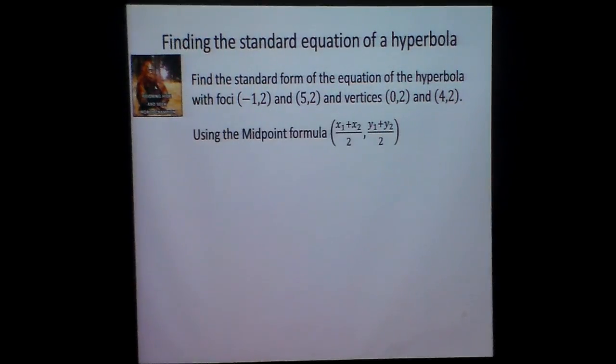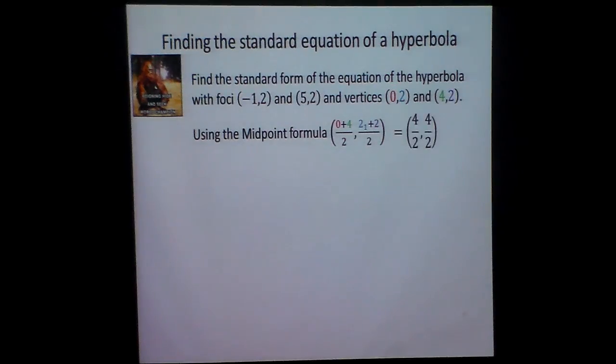But first, let's find the midpoint. I can find it by taking the x values. I can use either the foci or the vertices, because they're both an equal distance from the center. I took the vertices because the numbers were a little smaller. So I plug in the first x and the second x added together. The y's aren't going to change because they're all 2's.